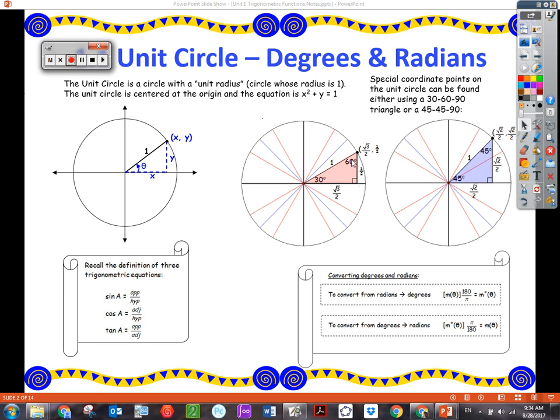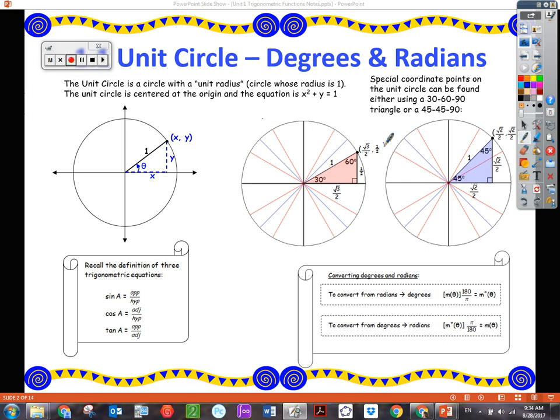So if you have a 30, 60, 90, we have root 3 over 2, 1/2 as the coordinates at 30 degrees, or pi over 6, whether you're doing radians or degrees. Then a 45, 45, 90 is root 2 over 2, root 2 over 2. So just kind of a reminder.